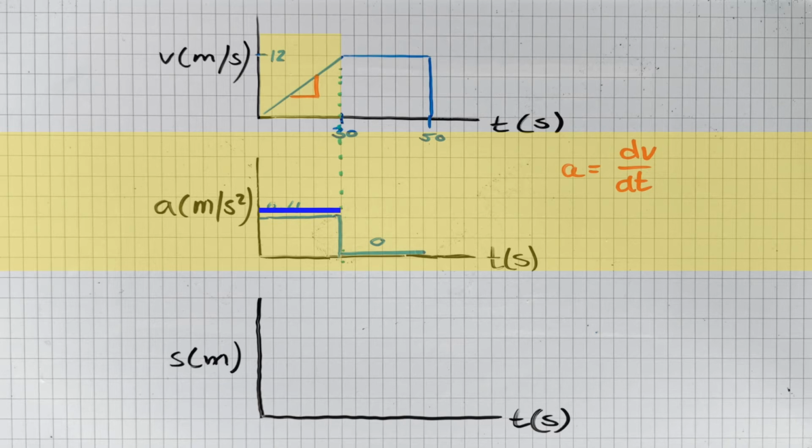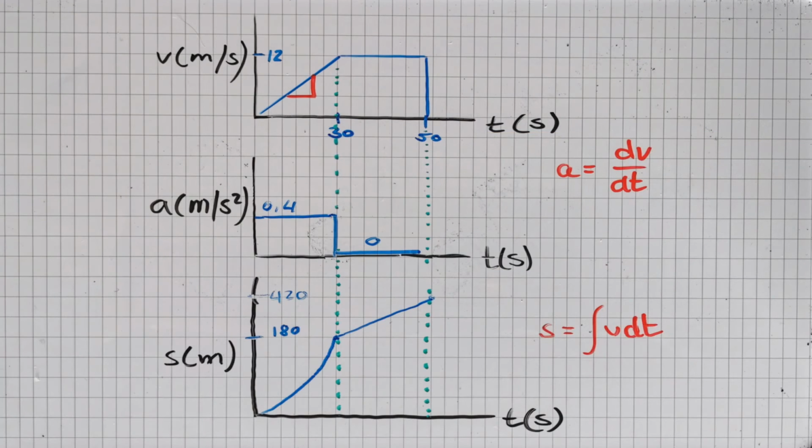Then between 30 and 50, the slope on the velocity time curve is 0, because it's a horizontal straight line, slope is 0. So that means the acceleration is 0 between 30 and 50. Now we need to plot the position versus time graph.